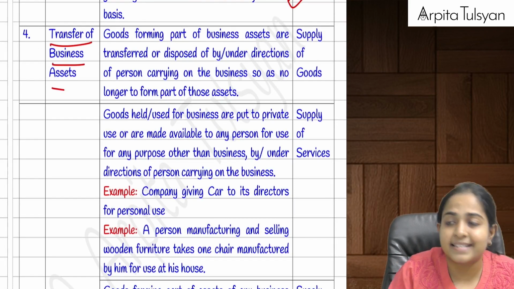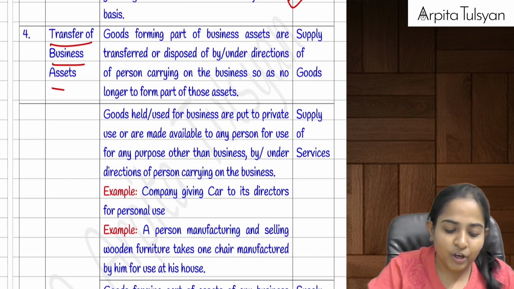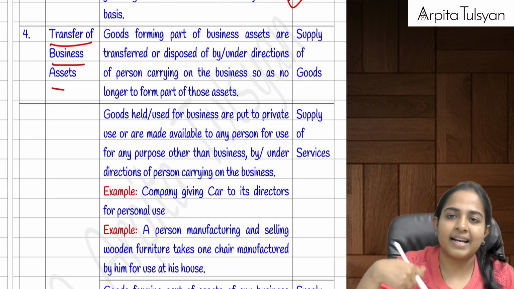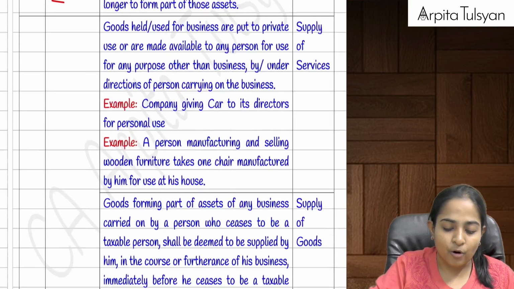Transfer of business assets. Please don't learn this by heart, just go on understanding it. Transfer means that is going to be a permanent transfer where the title is also going to go. So this will be called as supply of goods.